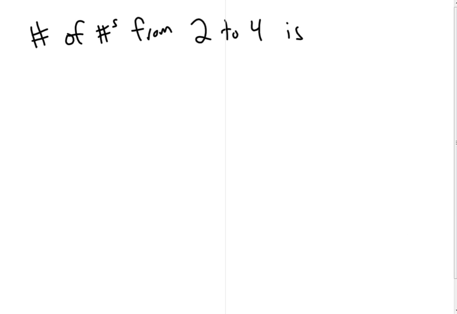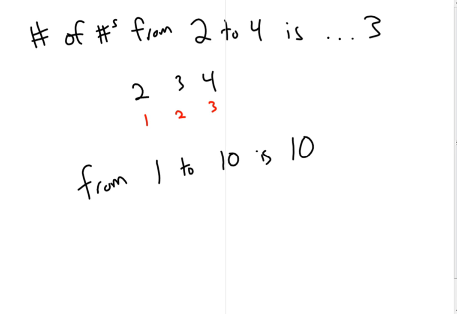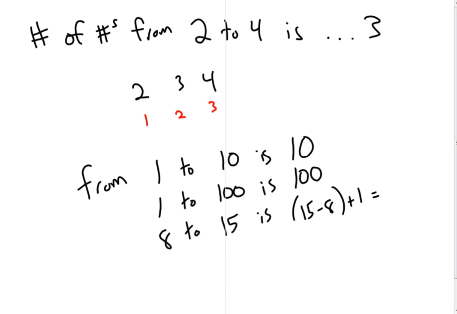Just to make sure we know this, the number of numbers from 2 to 4 is 3. It's not 2. Look, a short example: 2, 3, 4. There are 3 numbers from 2 to 4. From 1 to 10 is 10. From 1 to 100 is 100, because obviously 1 is the first number, 2 is the second number, 3, and you get the idea. From 8 to 15, you say, I got this now. The difference is 7, but it seems to be one more. You're right. Add 1 to it, so that's 8.